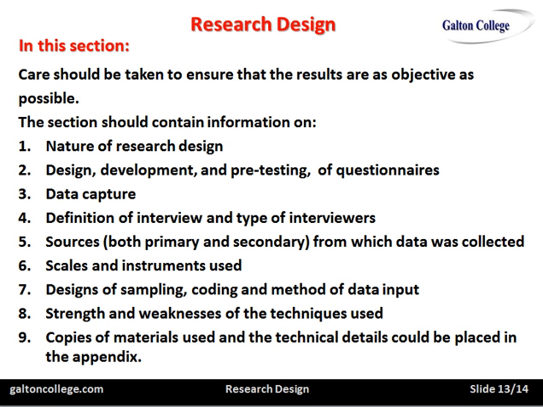Copies of material used and technical details could be placed in the appendix. There may be several appendices, in fact, one for each of the different materials that was used. So if it's a specialized piece of material, then that could go into an appendix. Generally speaking, anything that the reader would find difficult to find could go into an appendix. So if it's a specialist report, which would be very difficult for the reader to find, that could go into the appendix. Make it easy for the reader.